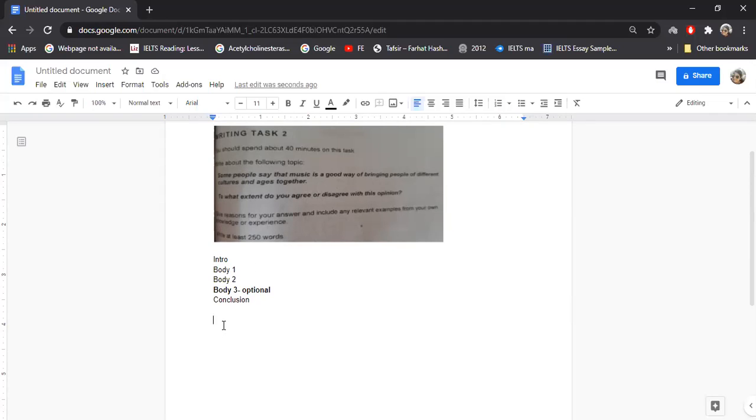Okay, all right, so let's read. The question says, some people say that music is a good way of bringing people of different cultures and ages together. To what extent do you agree or disagree with this opinion? The question type is, to what extent do you agree or disagree. It means that we pick up one side and we advocate for that side. For example, if I'm agreeing with this topic, why do I agree? And I have to give 2 good reasons for agreeing. Or if I disagree, I give 2 good reasons for disagreeing.